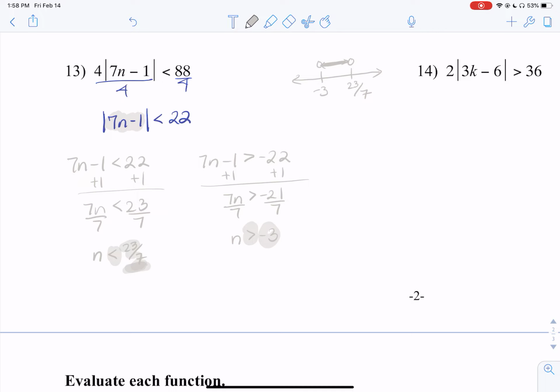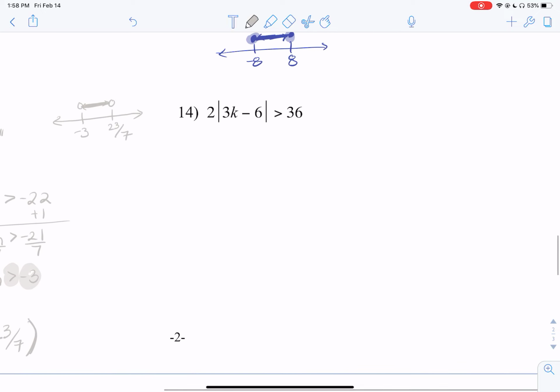So this right here created an AND compound inequality. So our solution in interval notation would simply be -3 to 23/7. And we would use parentheses again because we have open circles.